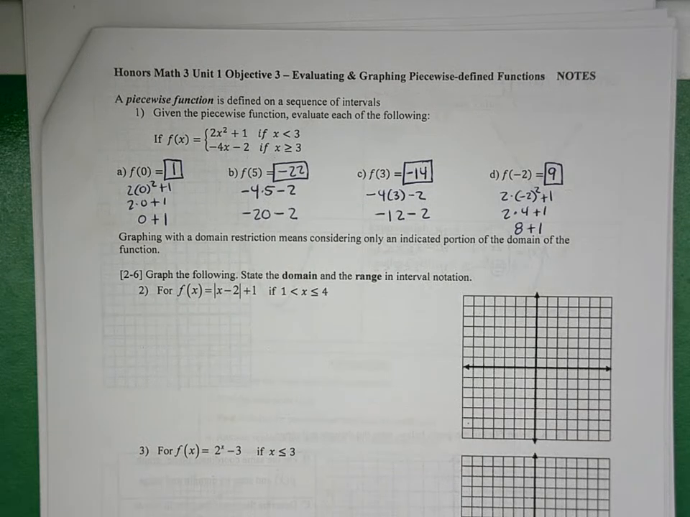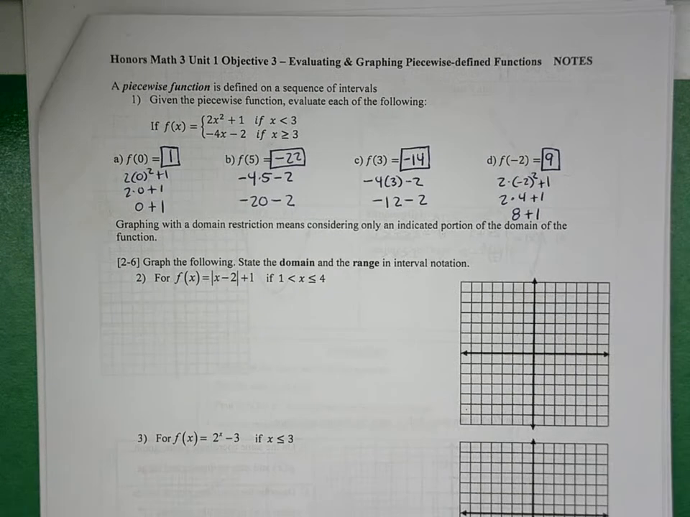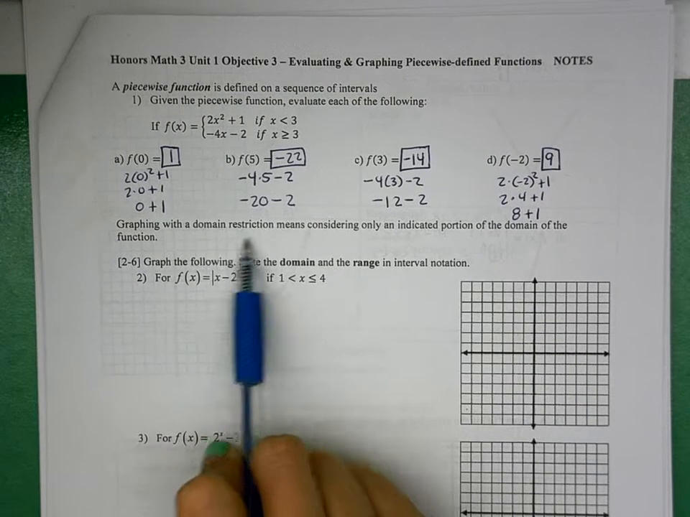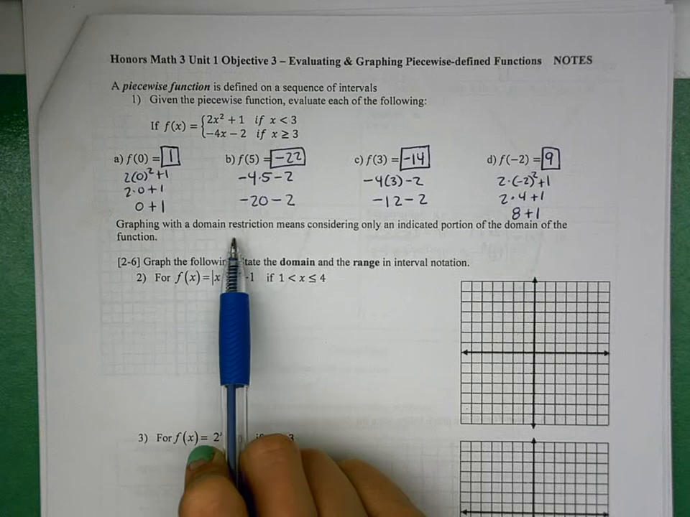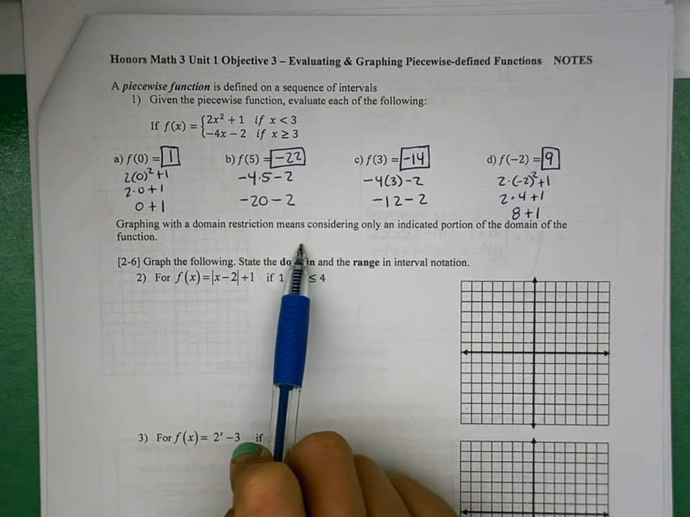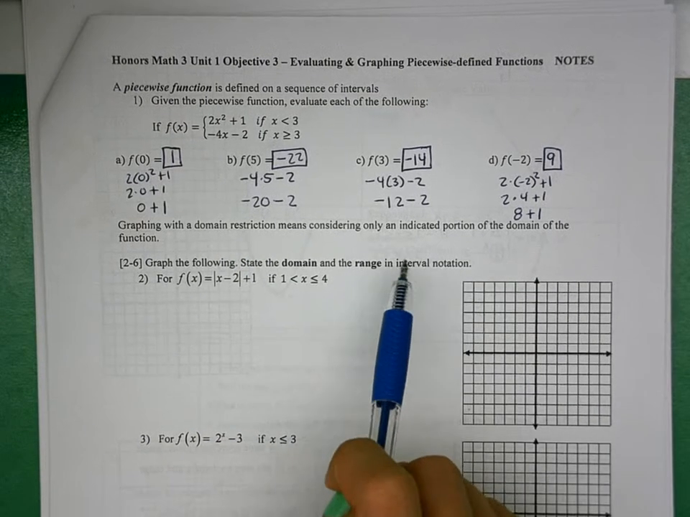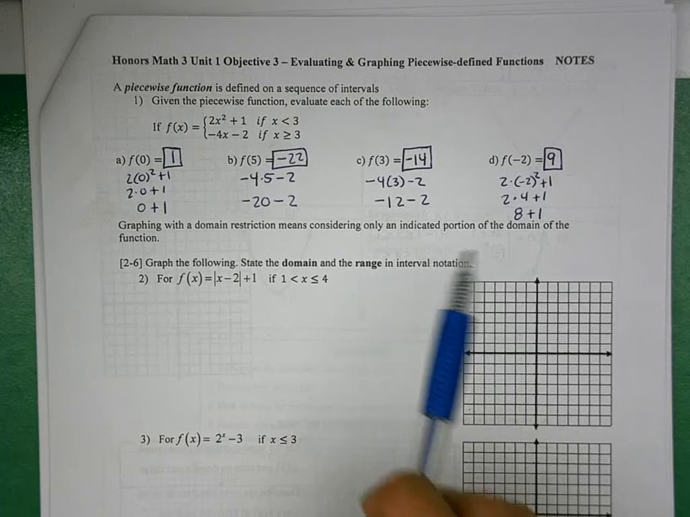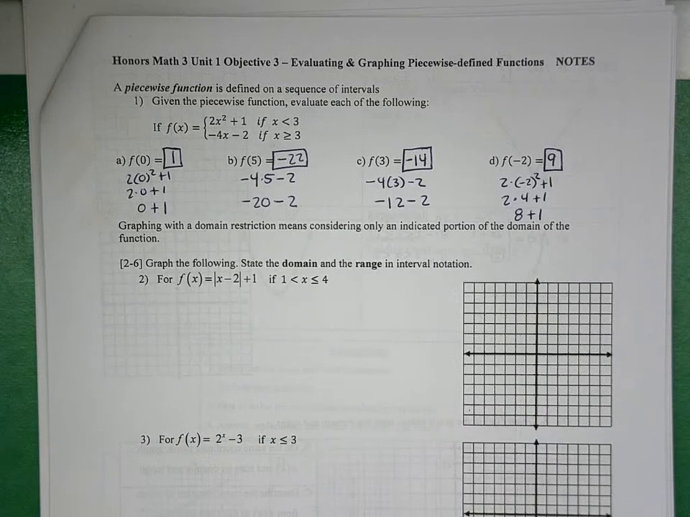Okay, and so that's what it's going to look like to evaluate a piecewise function. So now we're going to get into graphing. Graphing with a domain restriction, which is part of what we will see within many of our piecewise functions. It means considering only the indicated portion of the domain of the function. And so for our next 5 examples here, we're going to go ahead and graph and then state the domain and range in interval notation. Okay, so here we go.